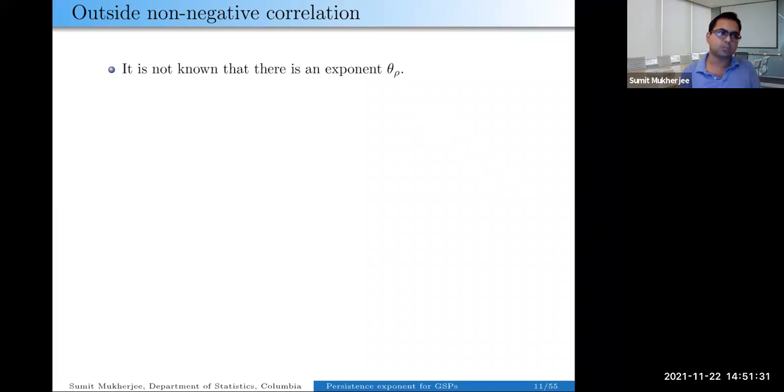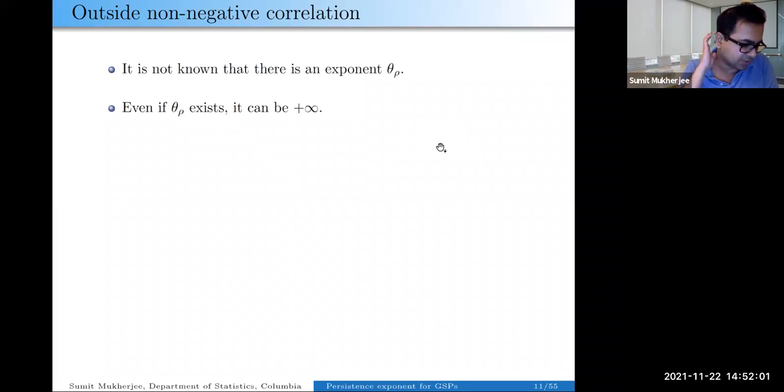Now we want to drop this assumption of non-negative correlation, which is where we know a lot less. Right now we are studying continuity of exponents, but we don't even know there is an exponent if you drop the assumption of non-negative correlations. So we don't even know something very basic. Even if it exists, it can be infinity. In the non-negative case, we argued that it cannot be infinity, but now it can be.